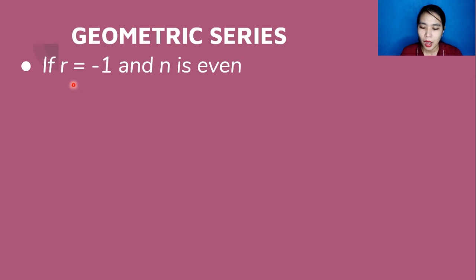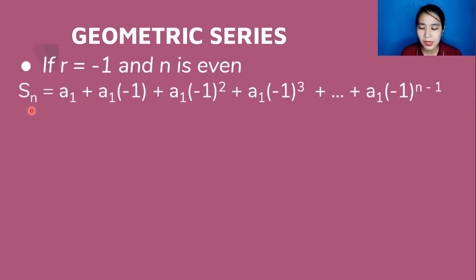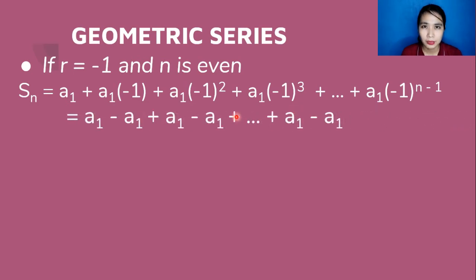What if our r is equal to negative 1 and n is an even number? So we have S sub n equals a sub 1, or the first term, plus a sub 1 times negative 1, because our r is negative 1, plus a sub 1 times negative 1 squared, plus a sub 1 times negative 1 cubed, and so on and so forth, plus a sub 1 times negative 1 raised to n minus 1. If the given value of n is an even number such as 2, 4, 6, 8, and so on, this will be the given equation.